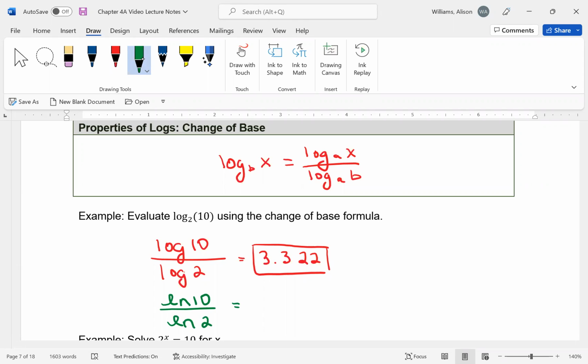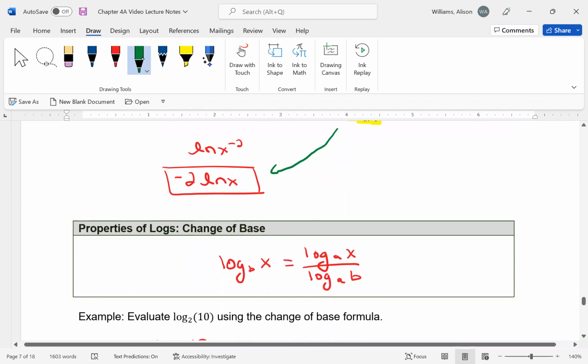And I'm literally plugging this in my calculator while I'm saying this, and you get the same answer, which is the point. It doesn't matter what log you use, as long as it's the same on top and bottom, it'll be an equivalent statement. And that's nice for us to use if we want to plug something in our calculator that isn't in the bases that we normally work with. Okay, now that's nice. Change of base property.